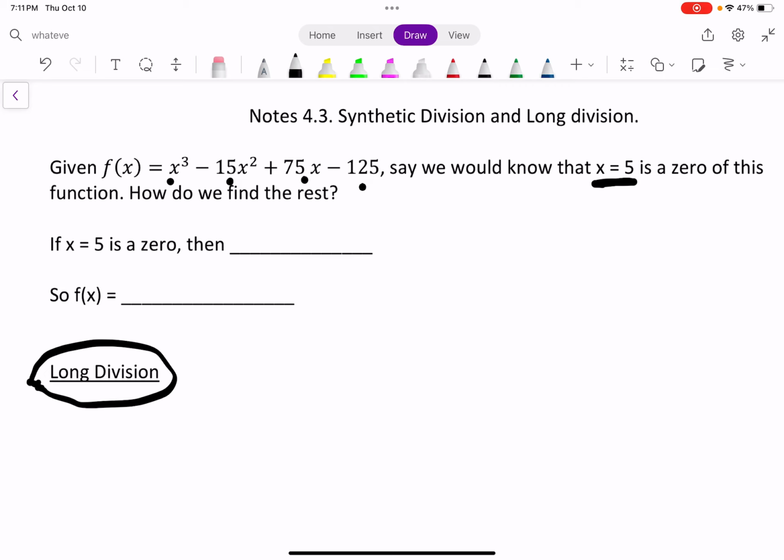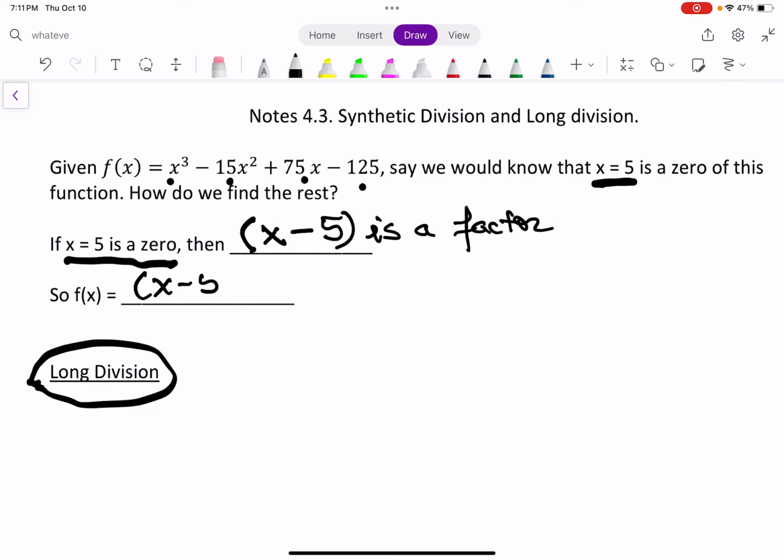Okay, so our zero factor theorem says that if 5 is a zero, then x minus 5 is a factor, right? So that's what we played with a lot in 4.2. So therefore, f of x can be written as x minus 5 times something else, right? And it's this something else that we would like to find.